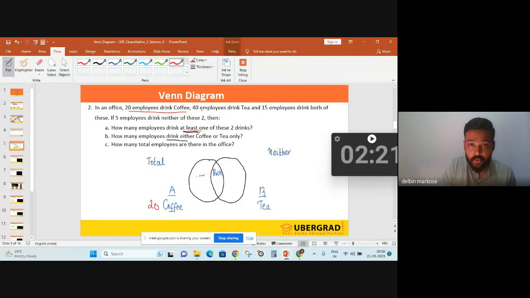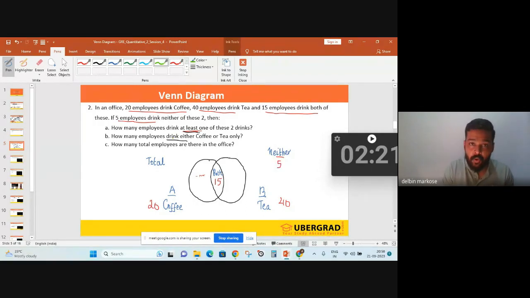No. 40 employees drink tea. Let's say that's category B. That's 40, outside I'm writing. 15 employees drink both of these. That will be the both region. And 5 employees drink neither of these. This will be 5. I hope it's clear.